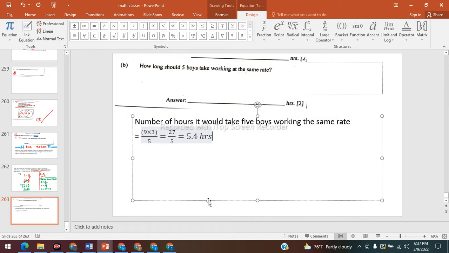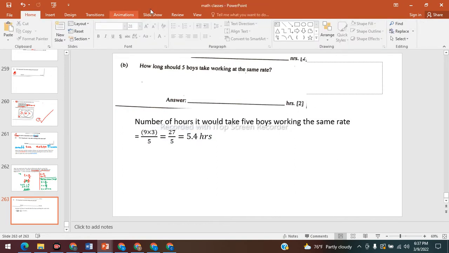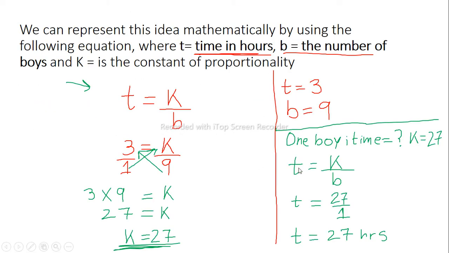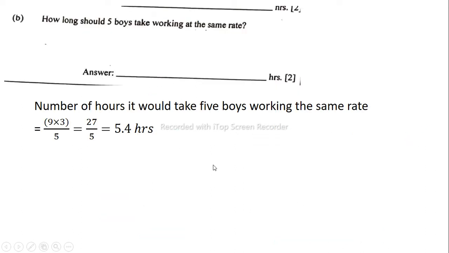hours. The reason we get 5.4 is we basically fill in the slots. We know that T is equal to K over B. K is the constant of proportionality, and K is 3 times 9, which is 27. We just divide it by how many boys we have. In the first case we had 1 boy, so we divide by 1. In the next case we had 5 boys, so we divide by 5. Now let me ask a question. What if we had 7 boys? How long would it take?